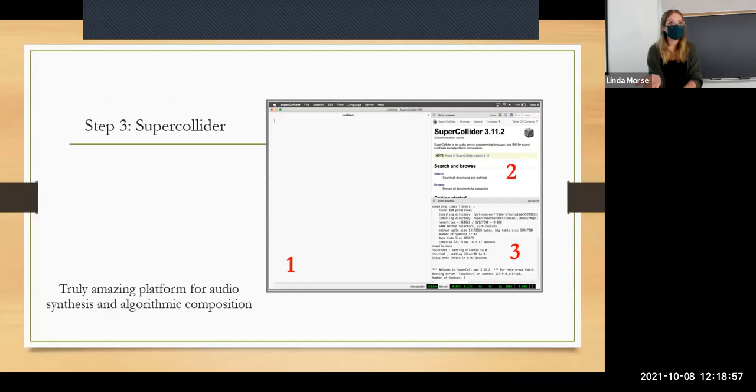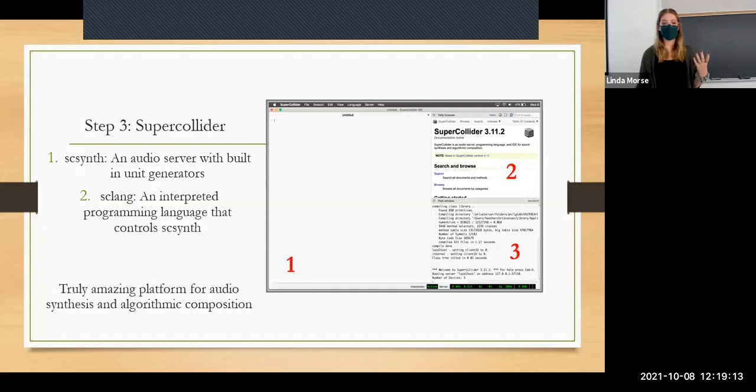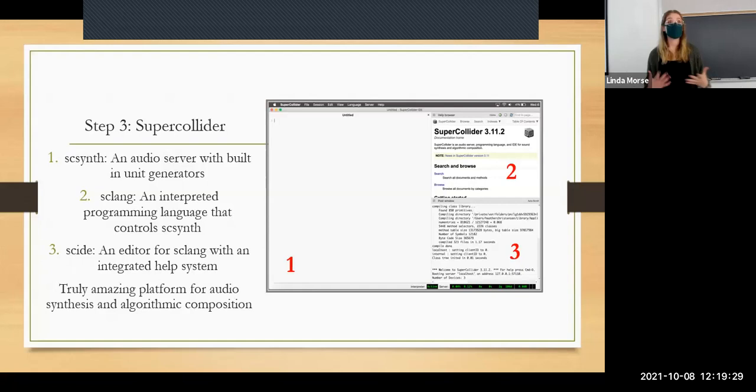So the three aspects of SuperCollider are the audio server with all the little built-in unit generators, a sine wave is an example. The language that comes with it, which controls the audio server. And then the editor for the language with an integrated help system, which was really cool when I was learning it myself. I could just hit Control D on anything I didn't understand and it would look it up for me. And if you do programming, you'll know that having all of these together in one little area is really cool. If you don't, now you know, you should give it a try. It's pretty fun. But this was really special to figure out.